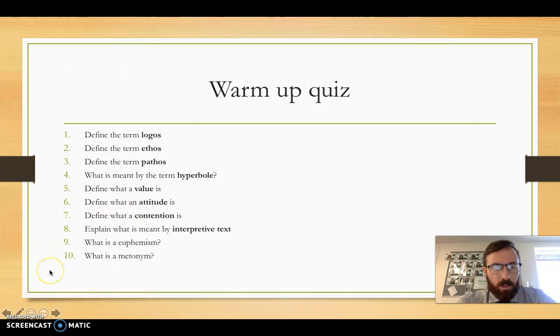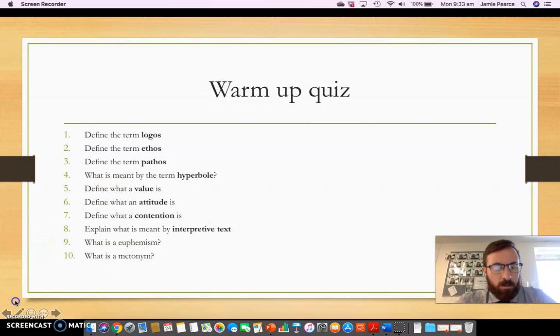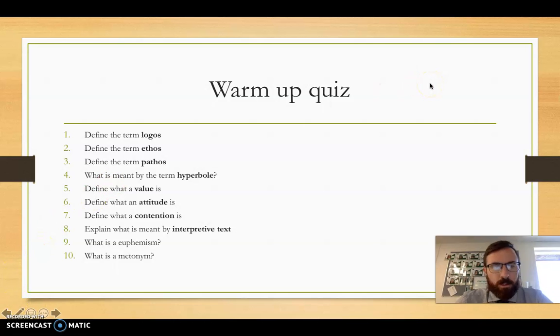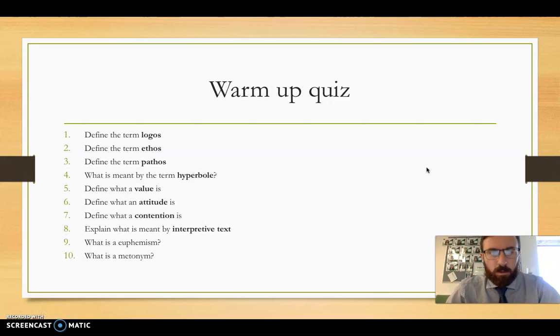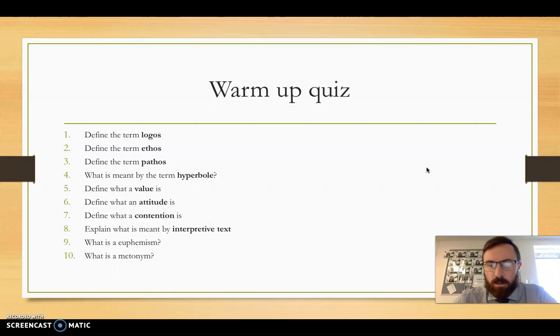Okay, so if you pause the video now, have a look at some of them and go, hey, can I confidently explain what the difference is between logos, ethos, and pathos? Okay, so none of that should have been new to you. I suppose maybe euphemism and metonymy or metonym might be something new, but all these other ones are terms that you would have encountered over the course of your schooling from year 7 onwards when you would have looked at persuasive writing for the NAPLAN.